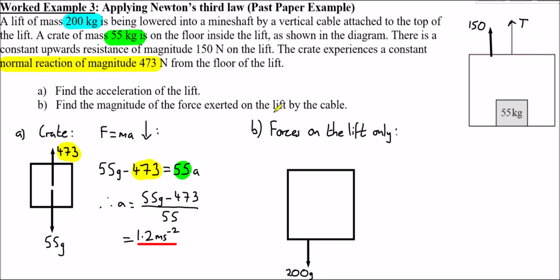As well, what we've learnt today is Newton's third law. For every action, there's an equal and opposite reaction. So because this lift was pushing up on the crate with a magnitude of 473, the crate will also be pushing down upon the lift with magnitude 473 acting downwards. So this 473 will also come back to the lift from the crate from above. So we'll get a force going down of 473, equal and opposite to the force the lift exerts on the crate.